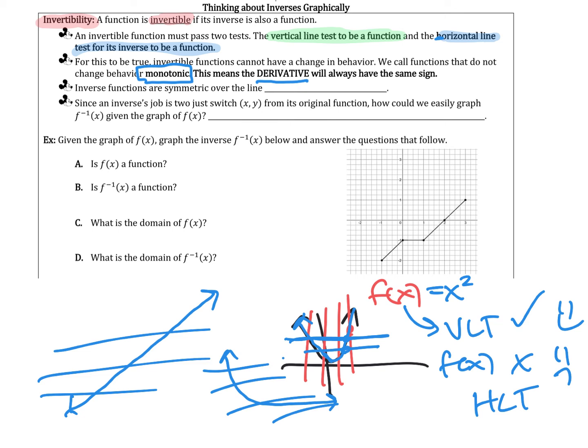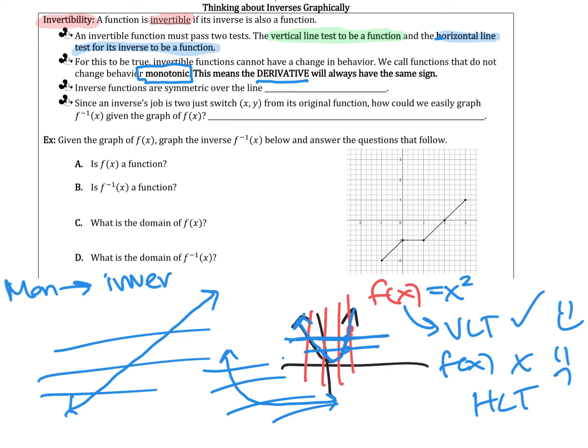And if it's monotonic, then we can say that it's invertible. I know that's a lot of vocabulary, but we can say if something is monotonic, then it is invertible. So let's just briefly talk about how to think about inverses graphically, and then we will move to some examples where we look at whether or not a function is invertible or whether or not it's monotonic.